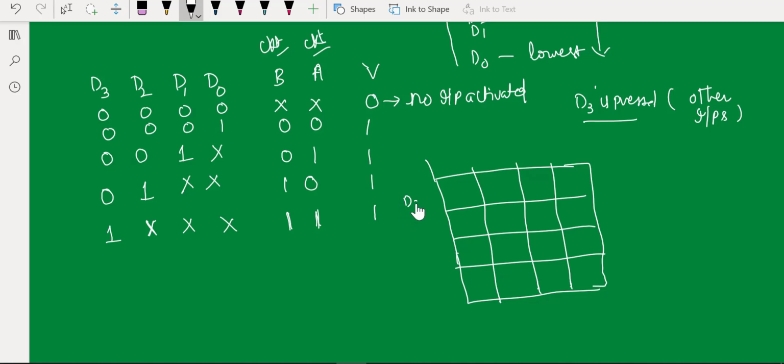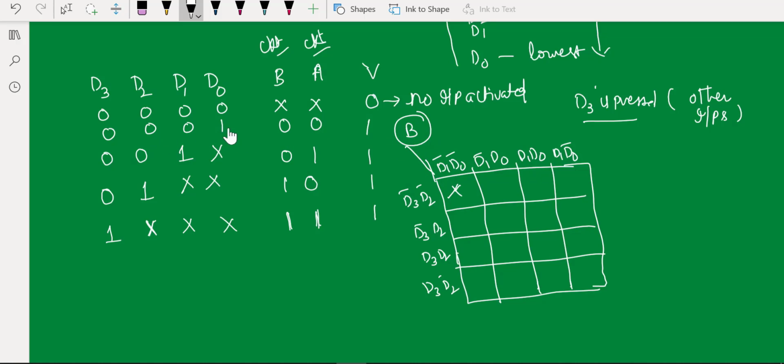So I'm going to take my D3 here, D2 here: D3 bar D2 bar, D3 bar D2, then D3 D2, then D3 D2 bar. Then it will be D1 D0, D1 bar D0 bar, then D1 bar D0, D1 D0 and D1 D0 bar. So if I take 0 0, you don't have to consider, the output is don't care, so you don't have to fill this one. And if you take 0 0, you're going to get this. I'm filling for B.